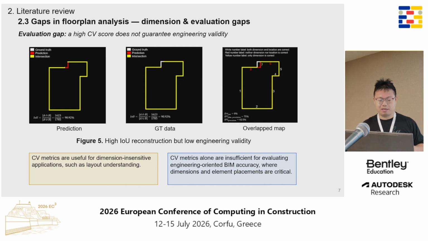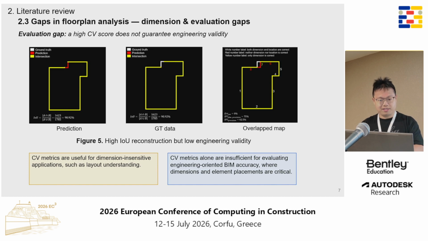The second gap is about the evaluation. Here are examples. The first one is a prediction of semantic segmentation, the second one is the ground truth data, and the third figure overlaps them together. The white area is ground truth, the red area is the prediction result, and the yellow area is the perfectly overlapped area.